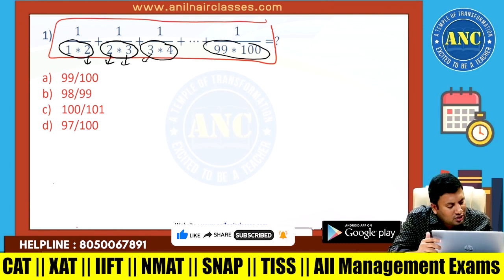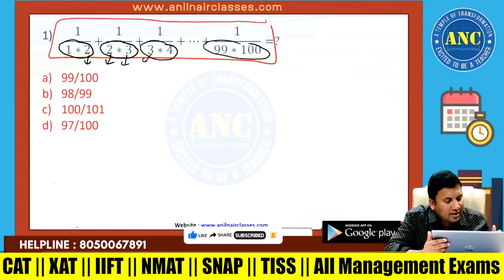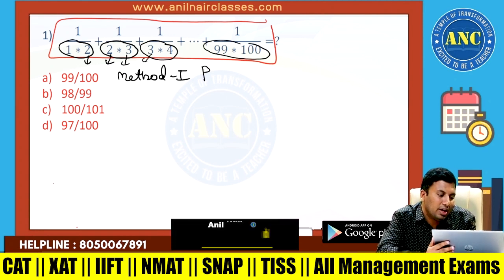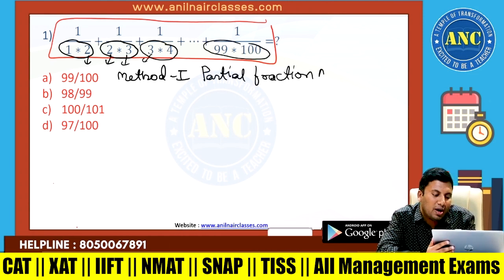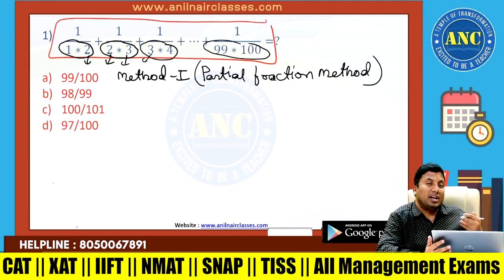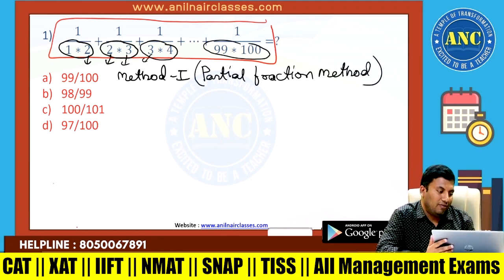Now if I look at this question, most of the students will solve it like this. Method 1 is nothing but the partial fraction method. What is this partial fraction method? The partial fraction method says to condense the fractions in such a way that only the first terms or last terms remain. Values need to be nullified.